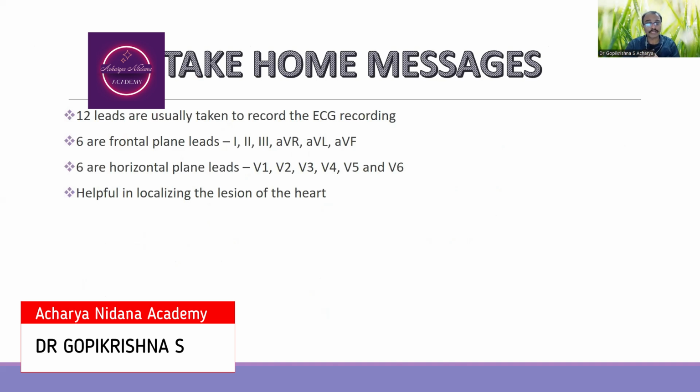The take-home messages from today's discussion are basically that 12 conventional leads are used to record the ECG. Among them, 6 are frontal plane leads or limb leads: 1, 2, and 3, and AVR, AVL, and AVF. Whereas the 6 horizontal plane leads or chest leads are V1, V2, V3, V4, V5, and V6. All these 12 leads are helpful in localizing the lesion of the heart.